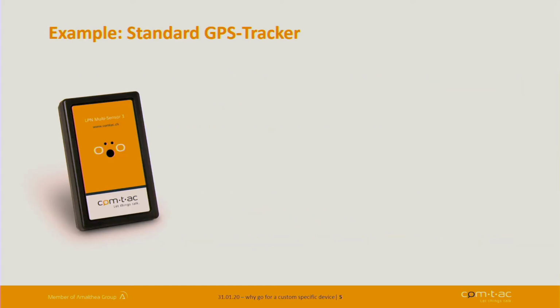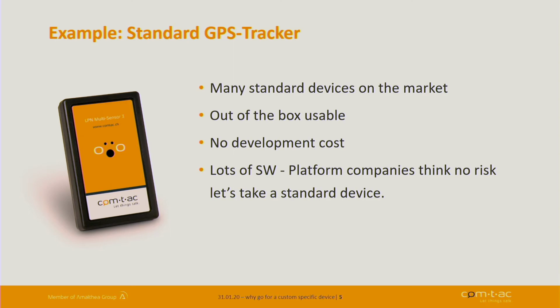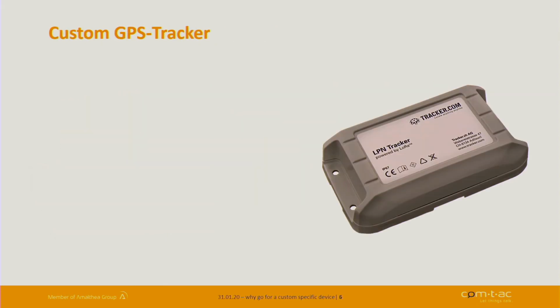Let's give you an example. There are many GPS trackers in the field. You can use them out of the box, of course. You have no development cost, kind of no risk. They are certified and they work. A lot of software companies started with that, which is perfect because you have a good starting point. But then if you have a certain application, you need custom-specific adaptation.